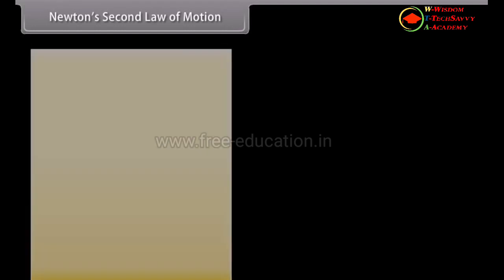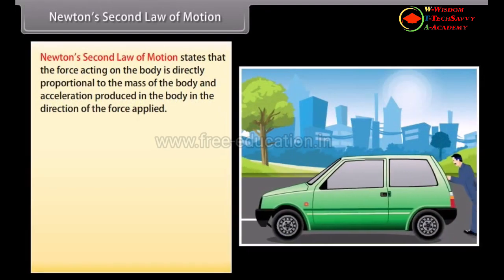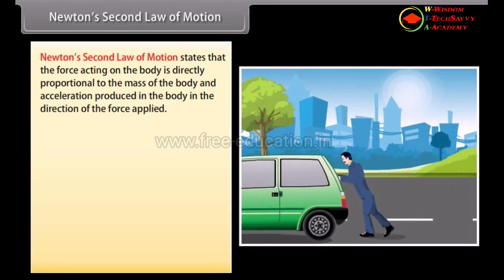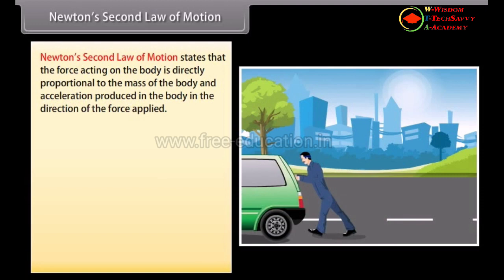Newton's second law of motion. Newton's second law of motion states that the force acting on the body is directly proportional to the mass of the body and acceleration produced in the body in the direction of the force applied. F is equal to m into a, where F is force, m is mass, a is acceleration.